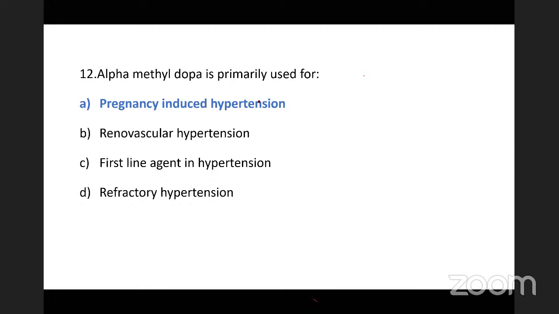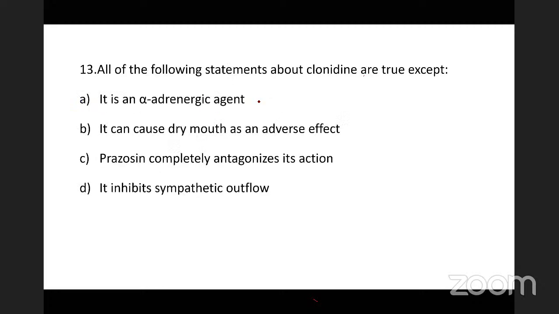Straight answer. All of the following statements about clonidine are true except: It is an alpha-adrenergic agent. Yes, we know it acts on the alpha-2 receptors. This is the correct statement. It can cause dry mouth as an adverse effect. Yes, it produces dry mouth, xerostomia, dry eyes. Correct. Prazosin completely antagonizes its action. We will come to that.